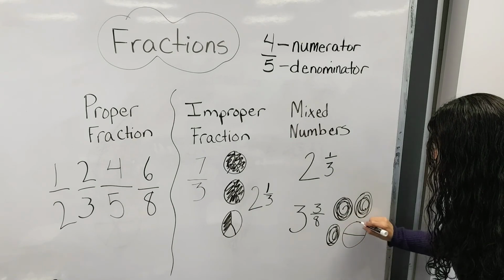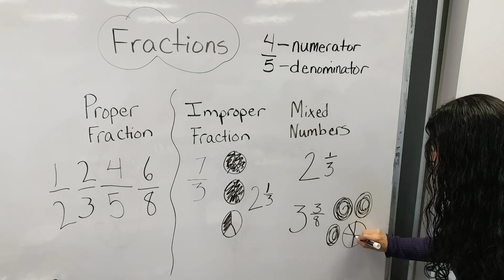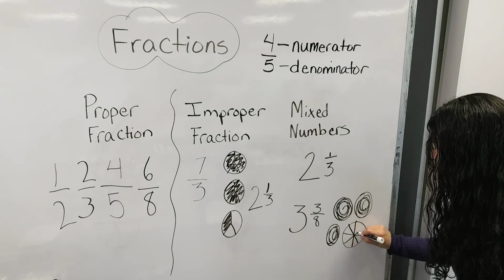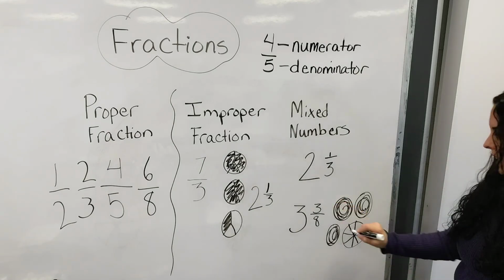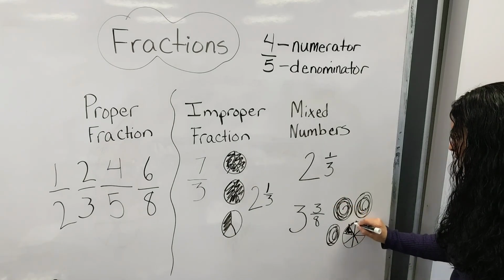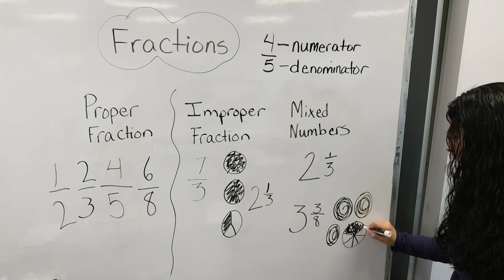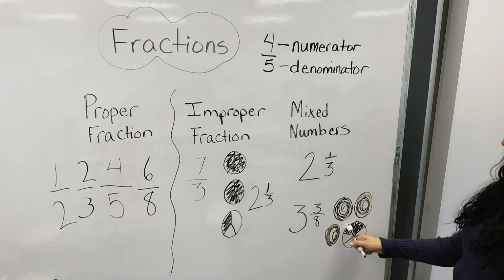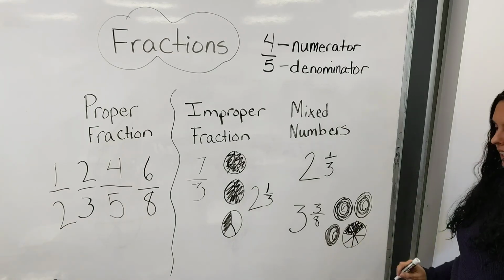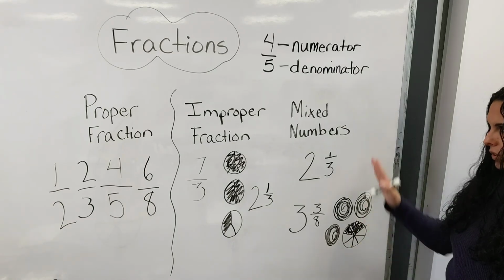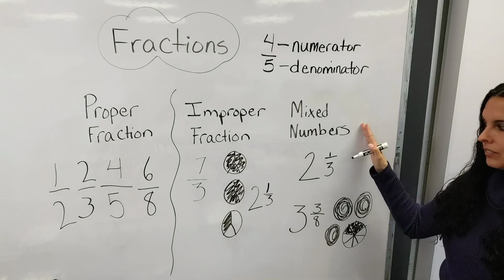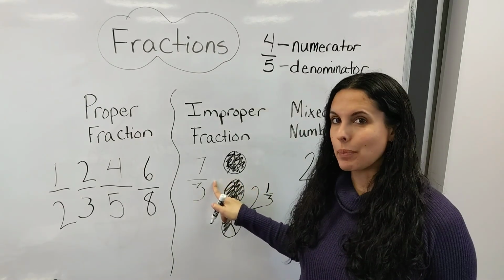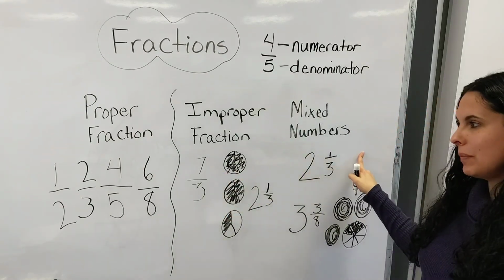So remember, when I make my 8ths, I'm going to draw 4 lines, and I need to shade in 3 pieces. 1, 2, 3. So I have 3 wholes shaded in and 3/8 of my last circle shaded. So that's what a mixed number looks like. And that's how you take an improper fraction and turn it into a mixed number.